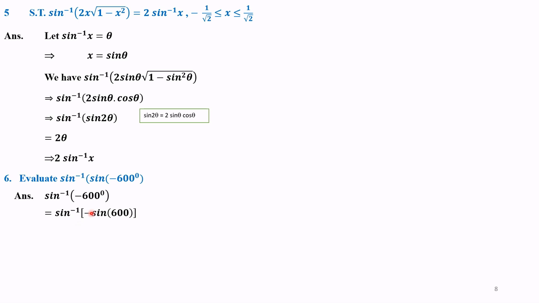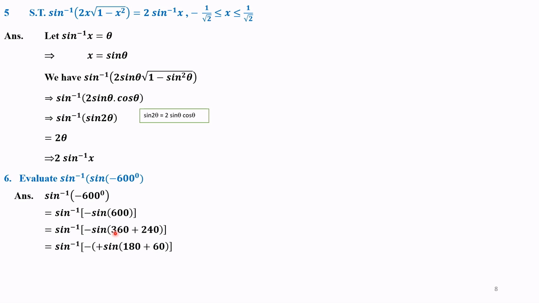So, this minus 6, we can take it out, because sine of minus k is minus k sine. Therefore, sine inverse of minus sine 600. Therefore, this 600 can be written as 360 plus 240. Therefore, using the trigonometric relations, this 240 can be written as 180 plus 60.